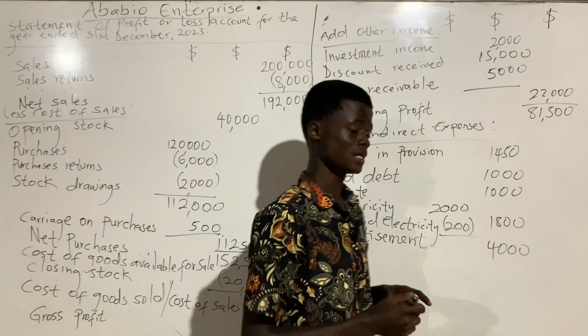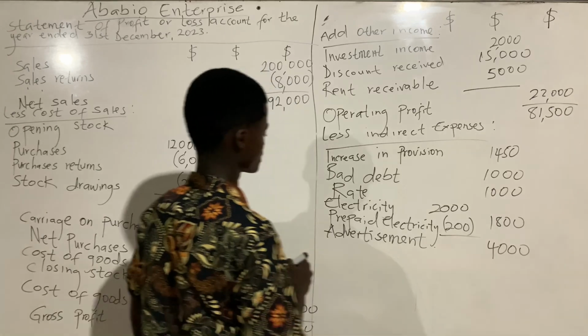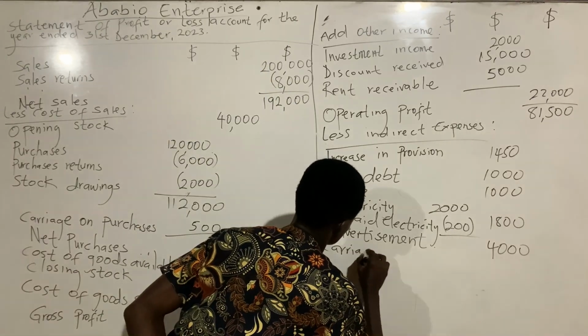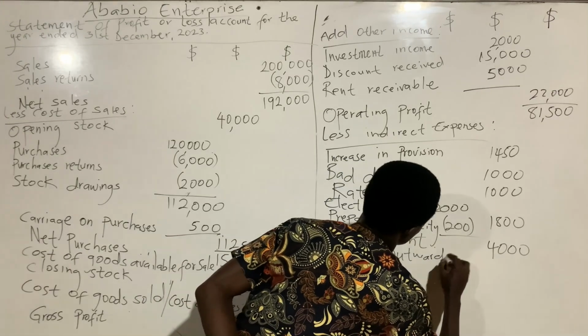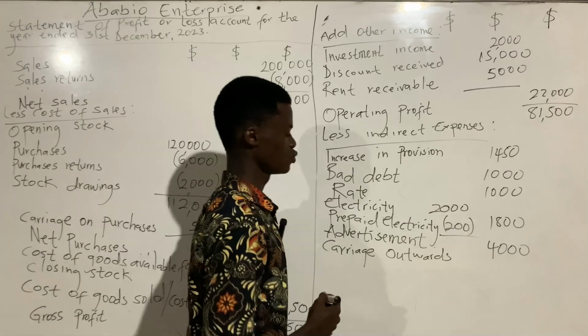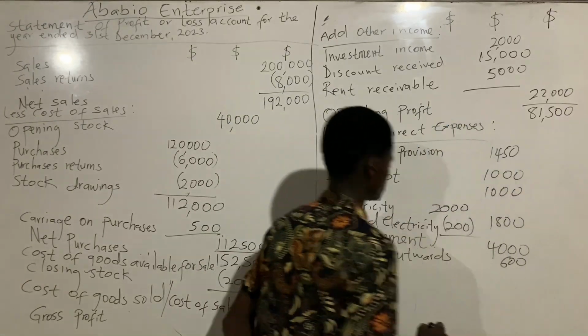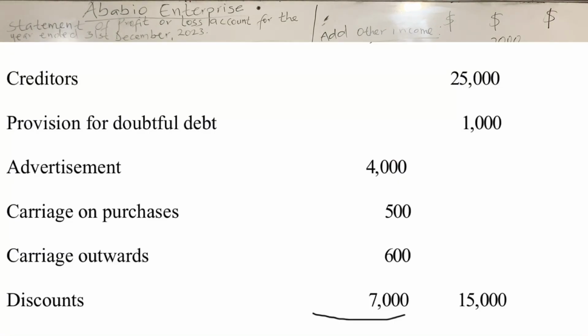After the advertisement, the next indirect expense is carriage outwards, and its amount is $600. Carriage outwards too is not subject to adjustments, so it can be added direct to the indirect expenses on the middle column. After the carriage outwards, our next indirect expense is discounts allowed.